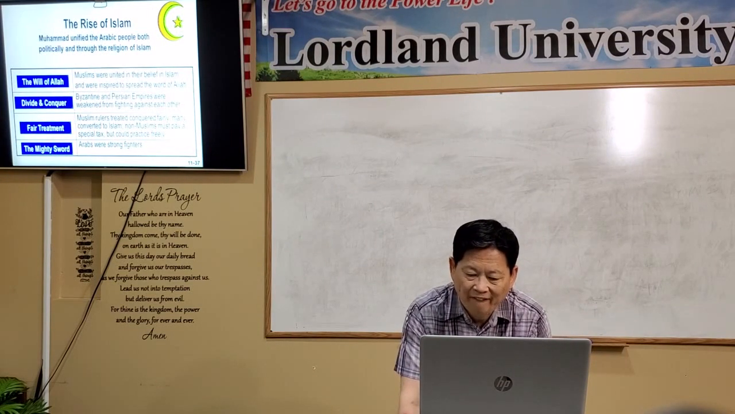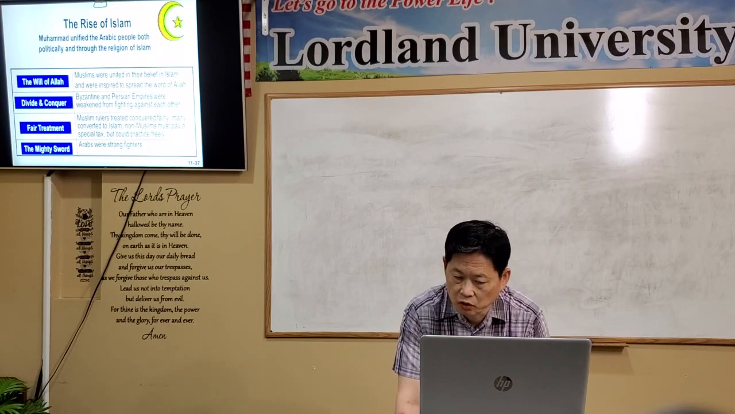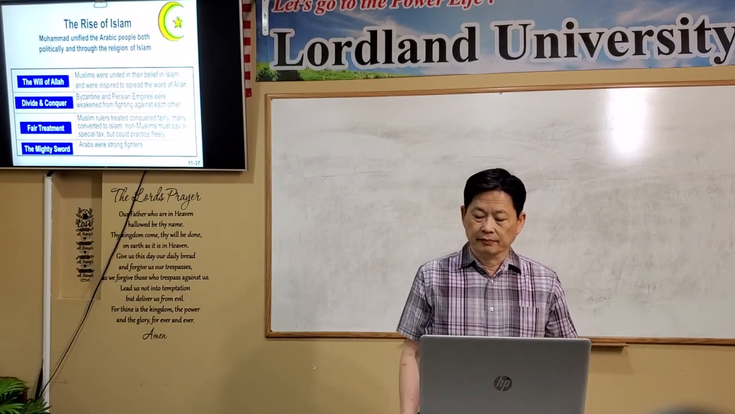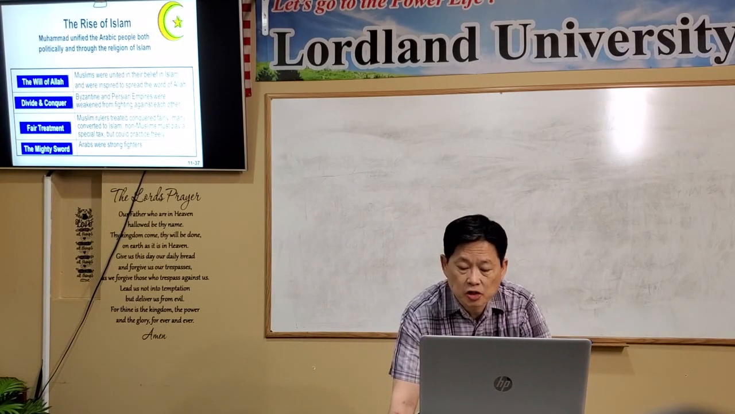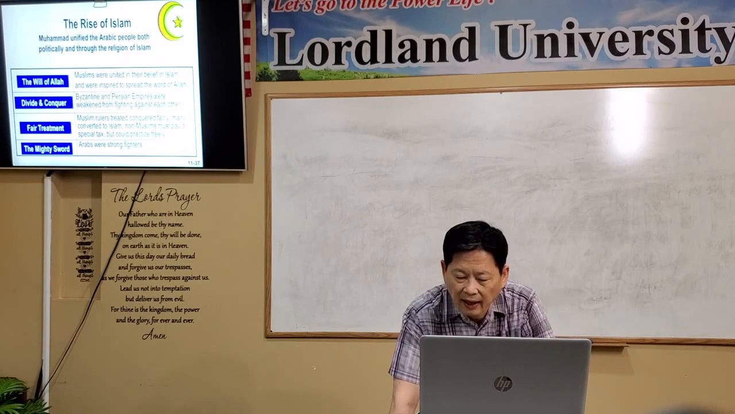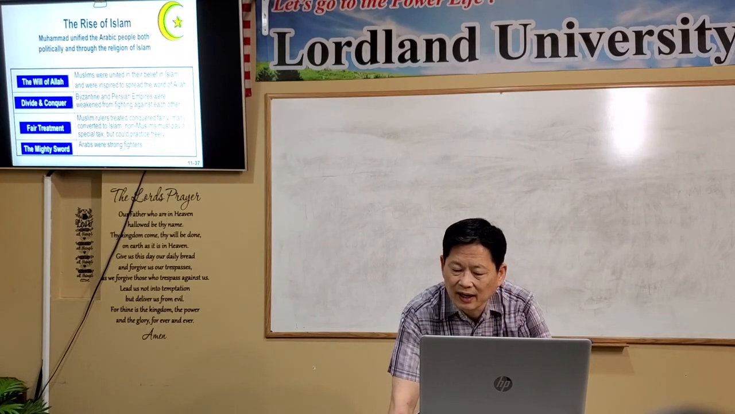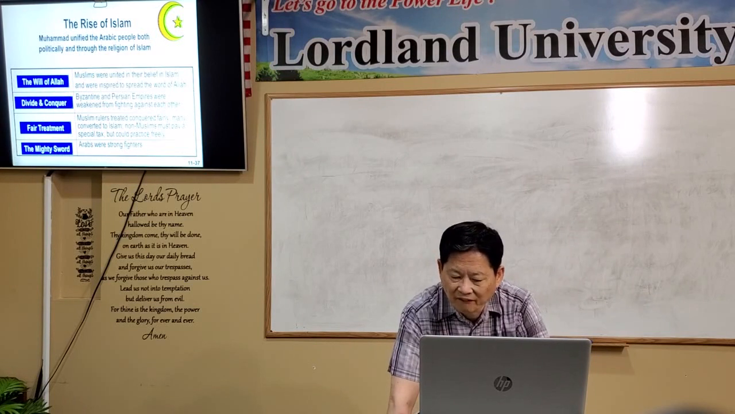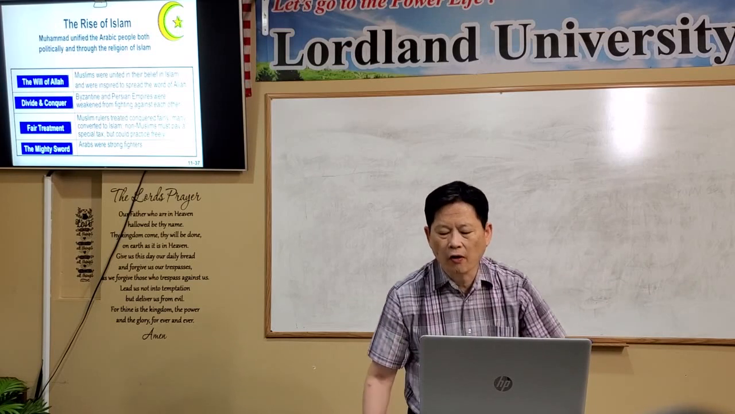Third reason, fair treatment. Muslim rulers treated the conquered people very fairly. Therefore, many conquered people converted to Islam. Non-Muslims must pay special taxes, but non-Muslims can practice their religion freely. Fourth reason, the mighty sword. Arabs were strong fighters.